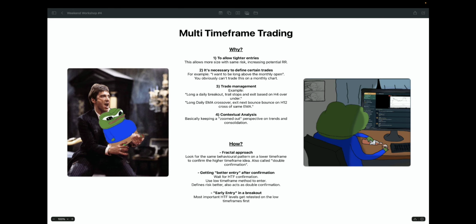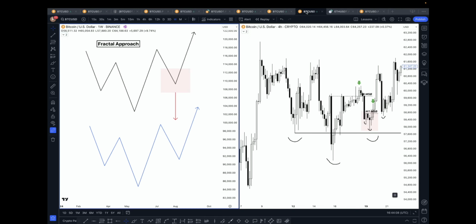Fractal approach. If you're bearish on a weekly, look for further bearish signals on the daily. Look for further bearish signals on the 4-hour, using the same behavioral pattern. It's also known as double confirmation. Guess you could call it triple confirmation as well if you want to go insane with it. And that looks something like this. Fractal approach. Very simple, right?